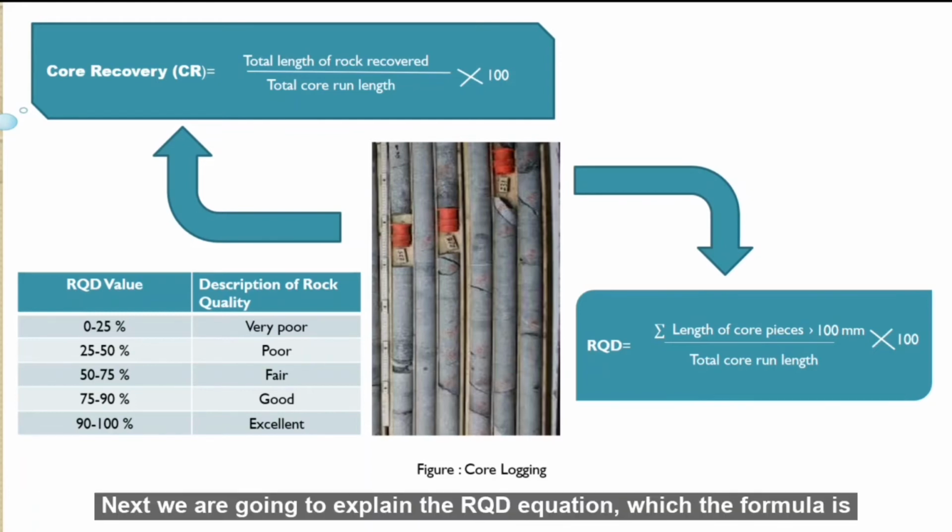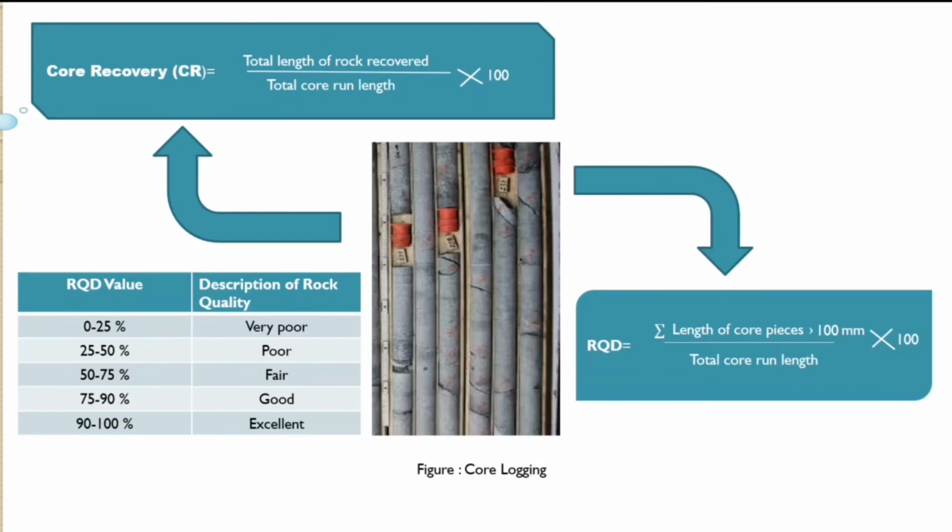Next, the RQD equation: the formula is the summation of core pieces length which are more than 100 mm over the total core run length, times 100 to get the percentage. So we are going to ignore any core pieces which are less than 100 mm in this equation.